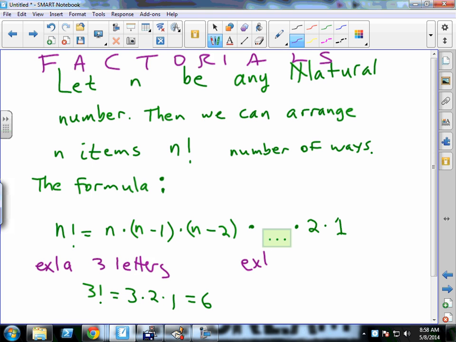So example 1B, we had 4 letters, right? So this would be 4 factorial. 4 is our n. It's how many things we're arranging. So we've got 4 times 1 less than 4. So times 3. Times 1 less than 3. And times 1 less than 2, 1. And 4 times 3 times 2 times 1 is 24.